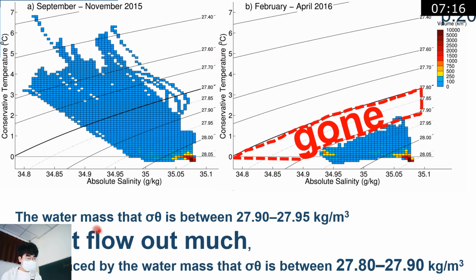And what can we see from these two figures? The water mass whose potential density is between 27.9 to 27.95 kilograms per cubic meter didn't flow out much. So you can see it is replaced by the water mass whose potential density is between 27.8 to 27.9 kilograms per cubic meter.